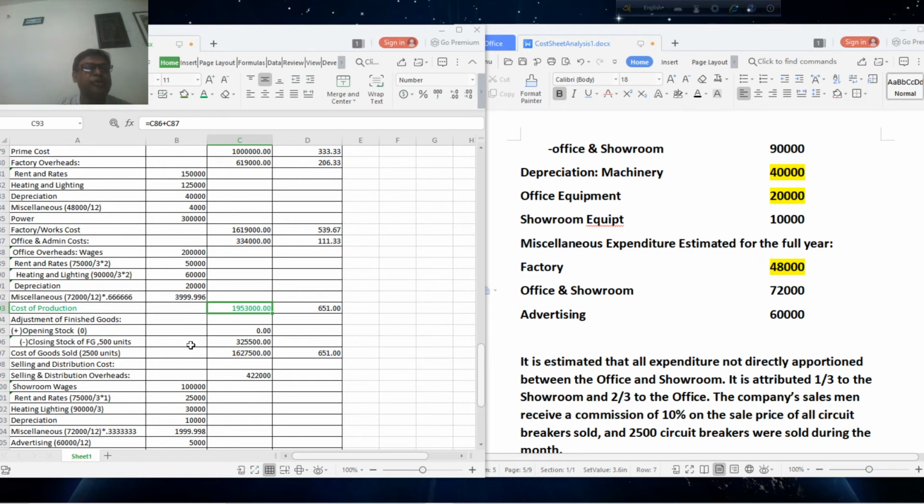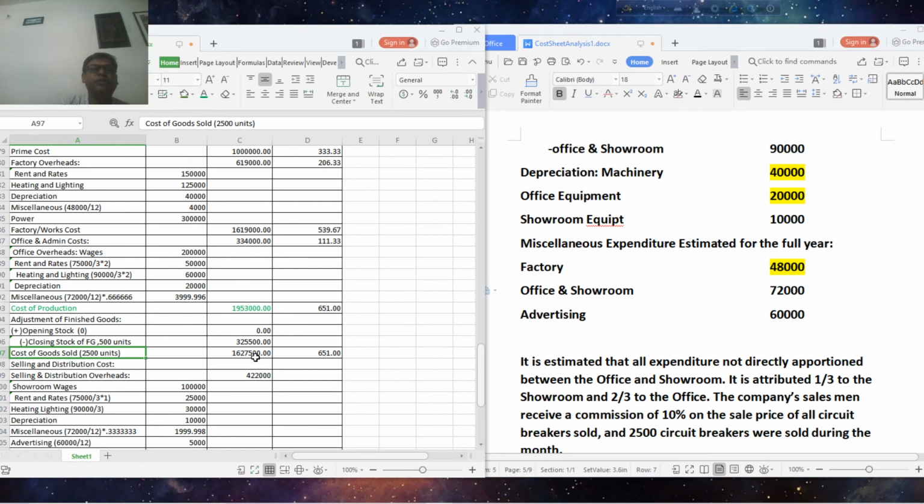So we have to find out the cost of these 500 units very easily. There are 3,000 units of circuit breakers. We have found out the cost here, total cost of production. We have to divide it by 3,000 and multiply it by 500 units, so we can find out the value of closing stock, 3,25,500 taka here. So we have to deduct it from the value. So we easily can determine the cost of production for the 2,500 units of circuit breaker.